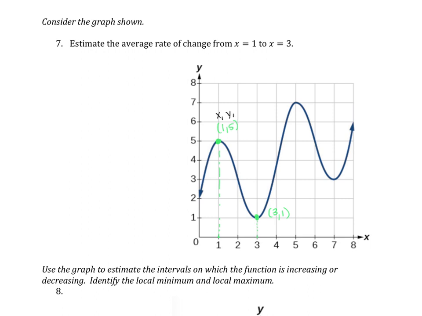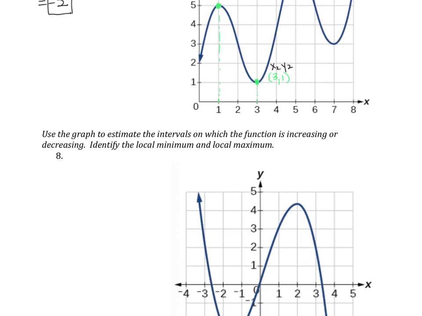You have x1, y1, x2, y2, and you can just use the average rate of change formula, which is just like the slope formula. So your average rate of change is going to be y2 minus y1 over x2 minus x1. That's going to be negative 4 over 2, which is just negative 2. So that's my average rate of change from x is 1 to x is 3. So same thing as 1 through 3 earlier, just different given information.